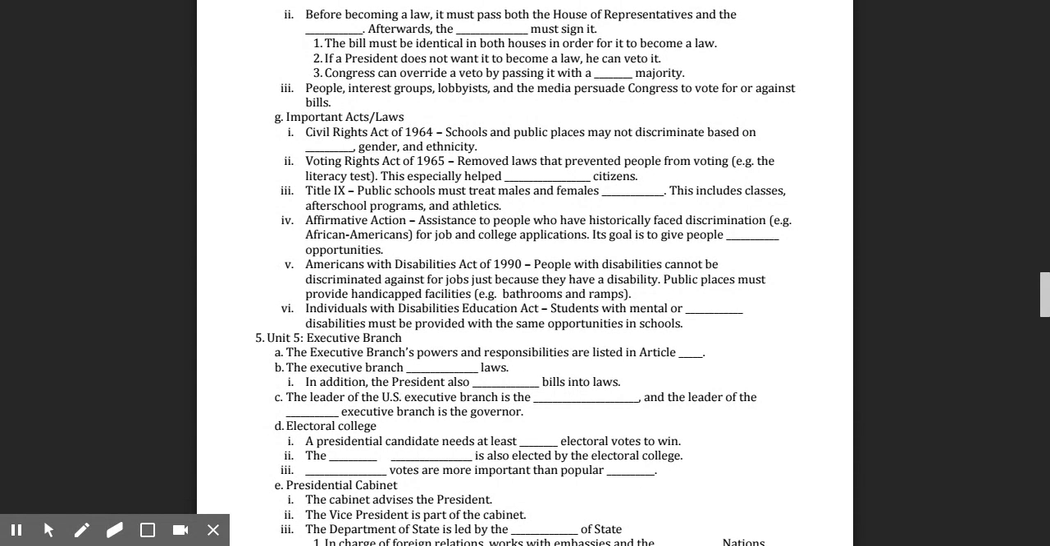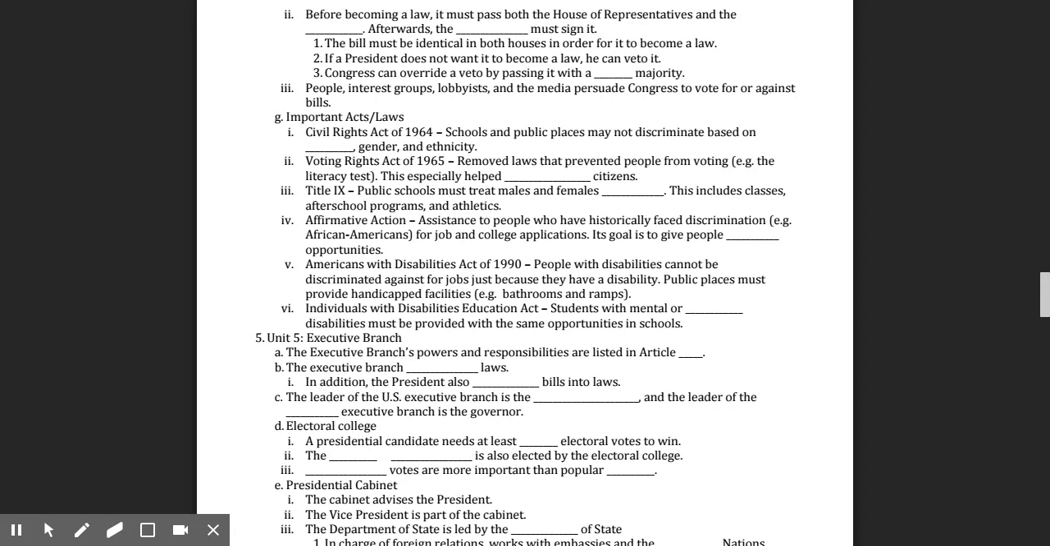Americans with the Disabilities Act of 1990, also called ADA. People with disabilities cannot be discriminated against for jobs just because they have a disability. Public places also must provide handicapped facilities, such as bathrooms and ramps and even elevators. The last one, Individuals with Disabilities Education Act, or IDEA, means that students with mental or physical disabilities must be provided with the same opportunities in schools.